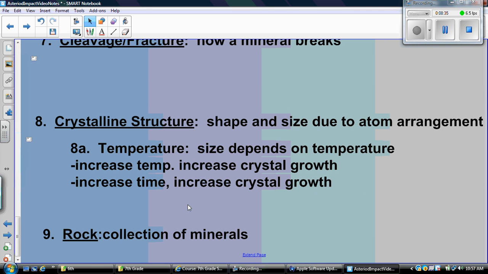And last but not least, we're going to be looking at rocks that are a collection of minerals. So minerals are basically compounds of matter. So they're made up of elements and atoms. And when you add those compounds together, they form a rock, which is a collection of minerals. You can almost think of it as a mixture of minerals.